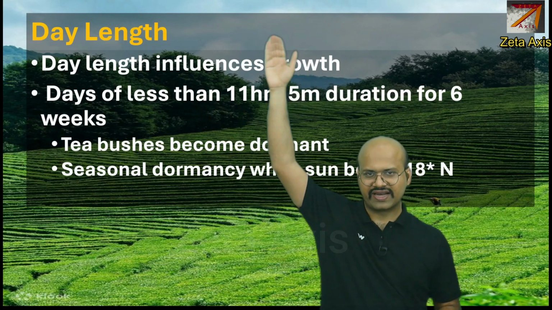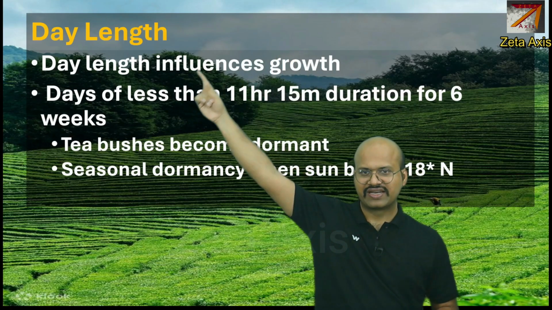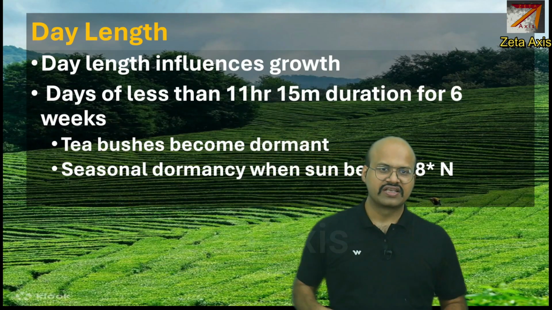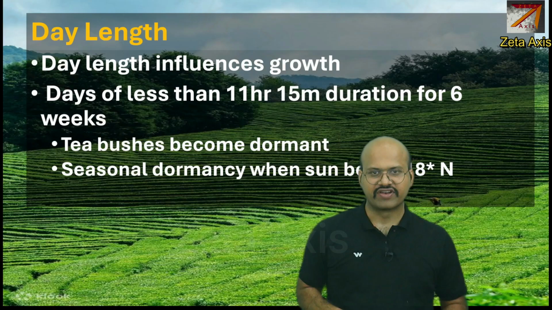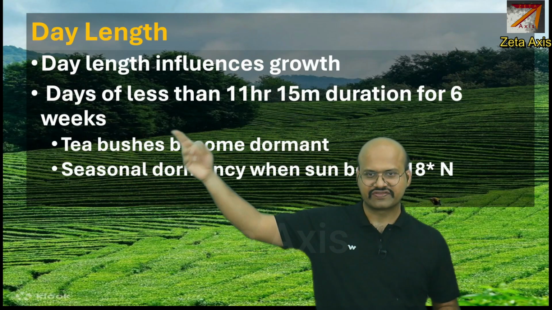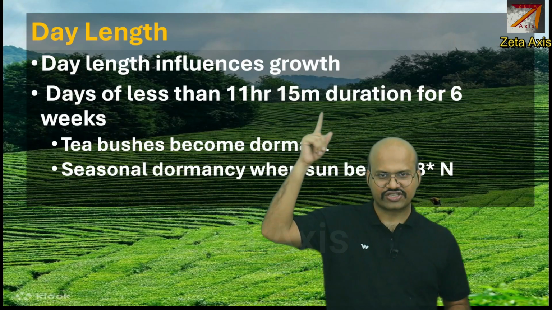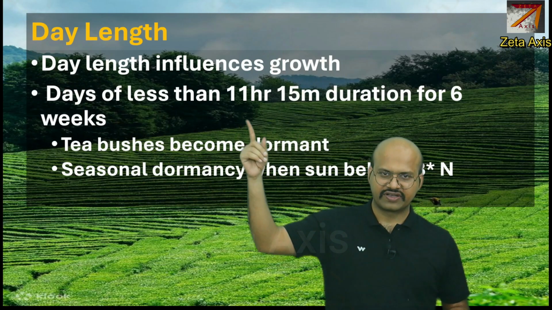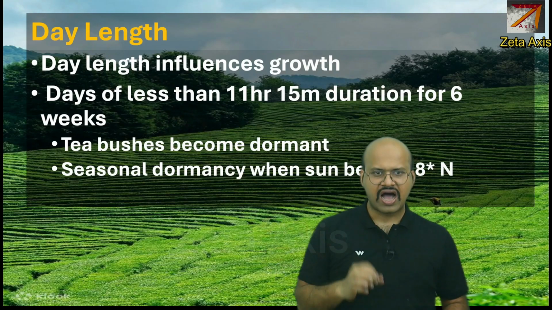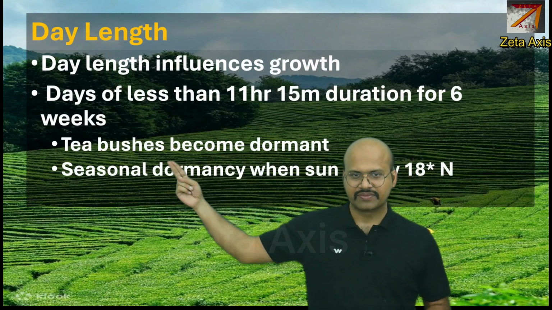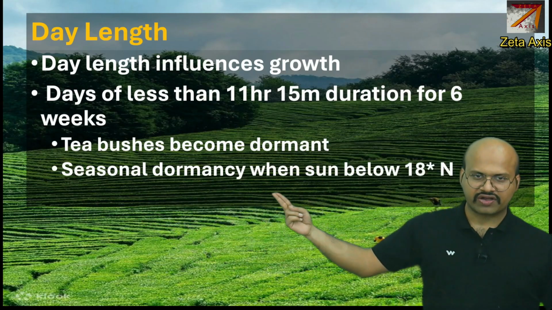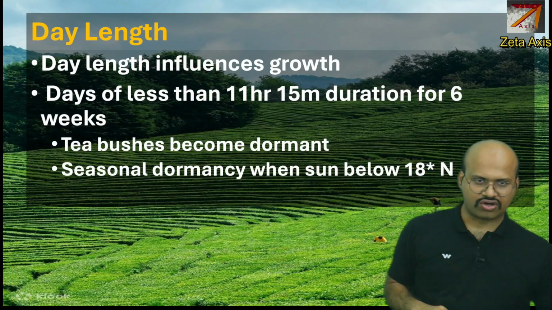Now, solar day length is also an important thing. Day length influences growth. Day length means solar day length, that is the duration for which sunlight is available. A day of less than 11 hours and 50 minutes duration for 6 weeks. So if continuously there is less duration of sun, that is less than 11 hours and 15 minutes for 6 weeks, then it will harm the growth of tea. It becomes dormant, and this seasonal dormancy occurs when the sun is below 18 degrees north.